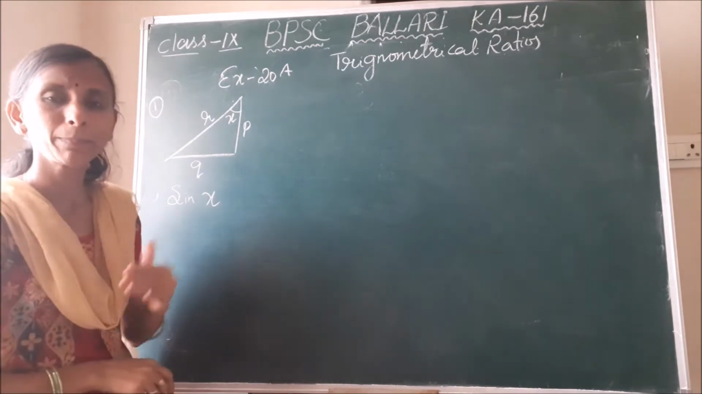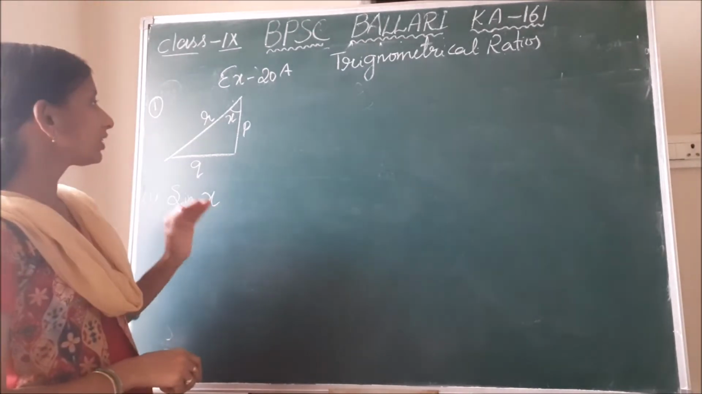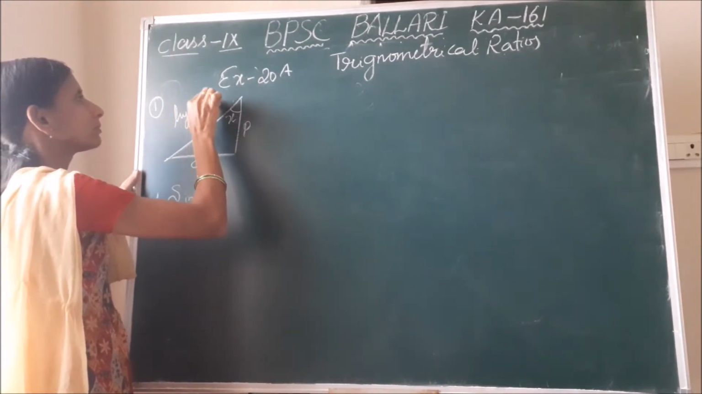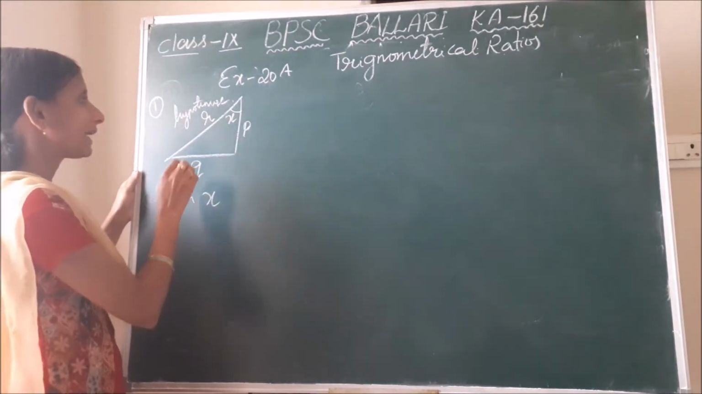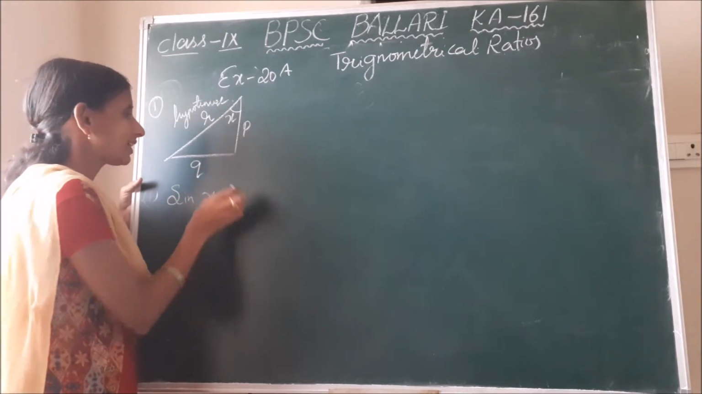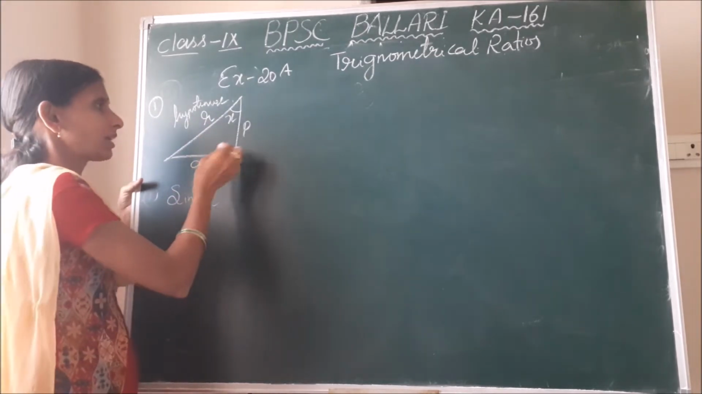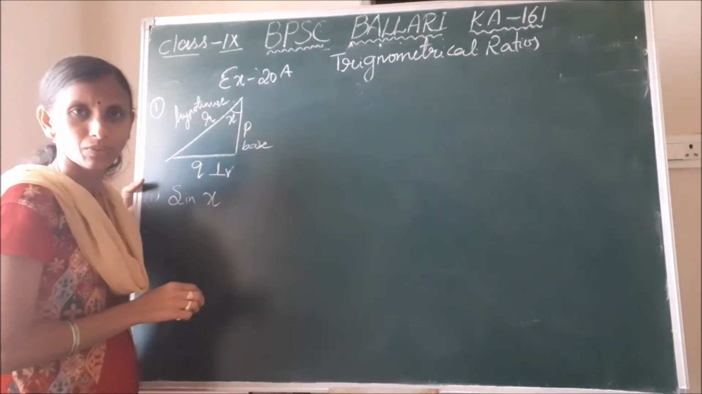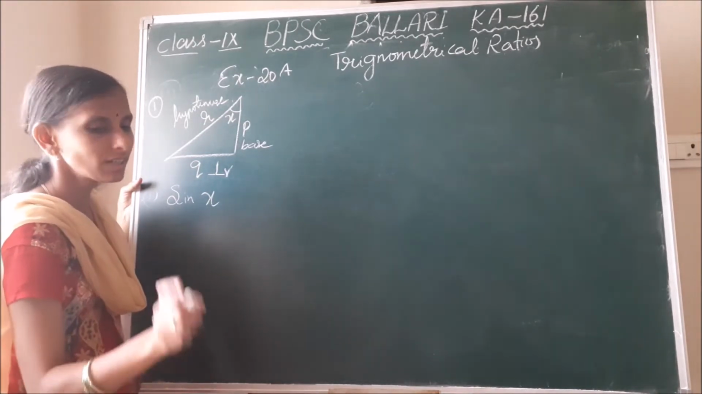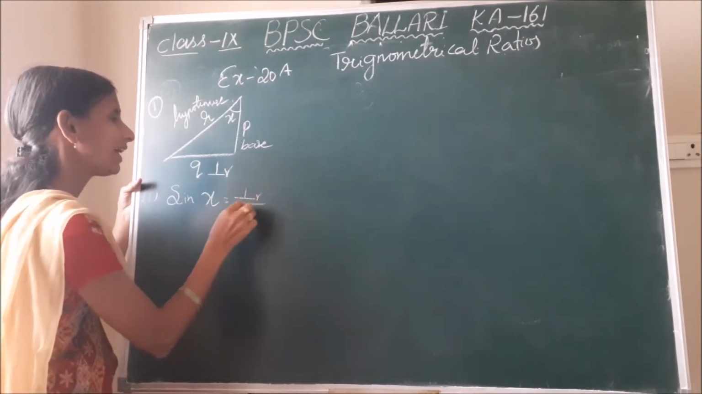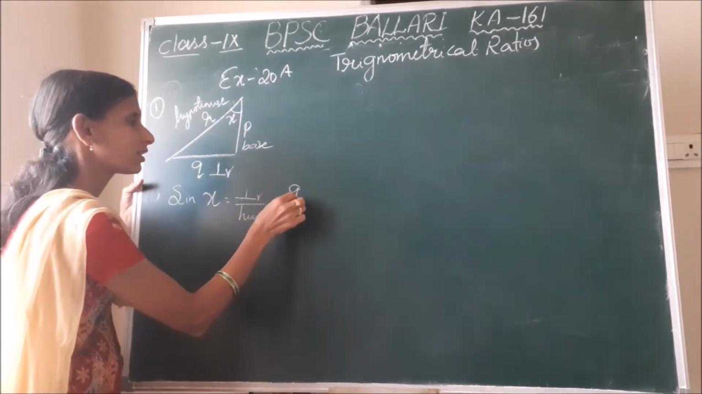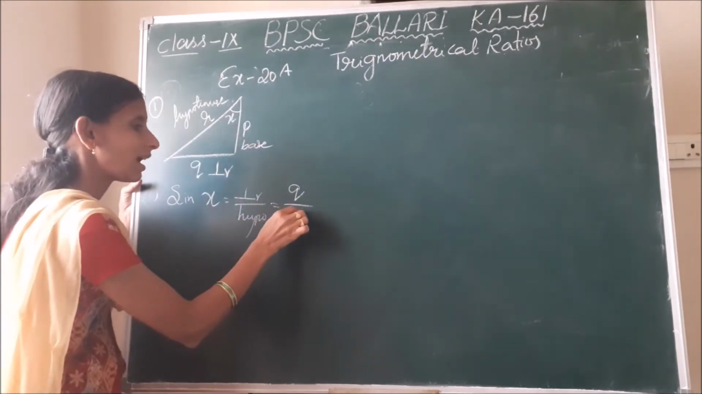Sine means what? Perpendicular by hypotenuse. So here which is the hypotenuse? R is the hypotenuse. And which is the base here? The side opposite to the angle, what do we call it? It is the perpendicular. So the remaining side will be the base. Now first we will find sine x. Sine means perpendicular by hypotenuse. So what is the perpendicular here? It is Q, by hypotenuse, which is R.